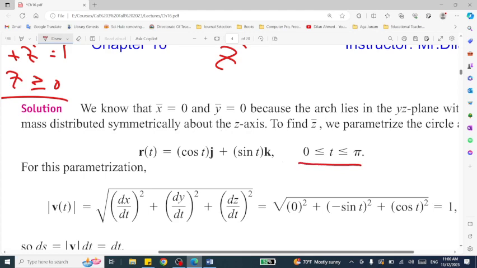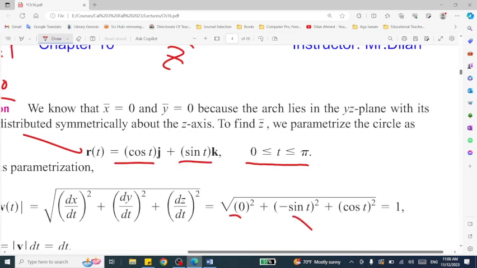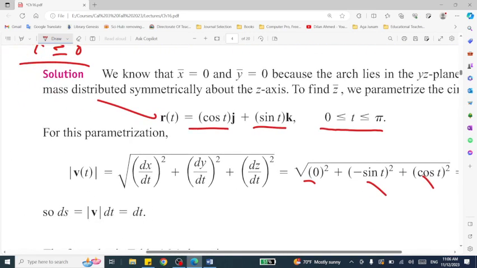Let's take the derivative with respect to t, derivative with respect to t, so you get a 0, that one, and it will be 1.